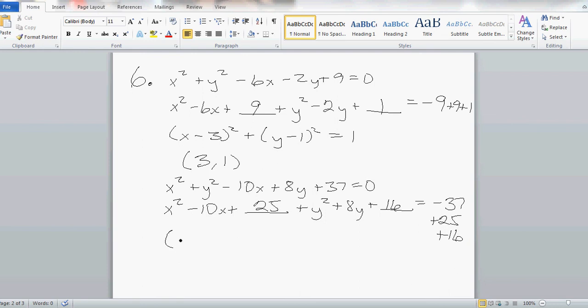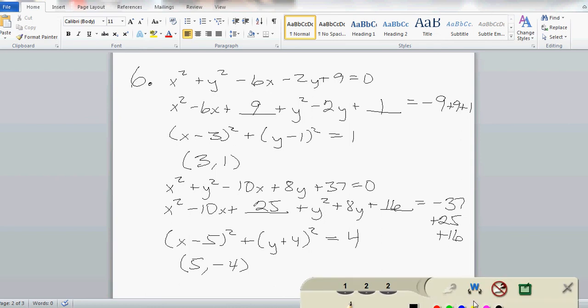And so this becomes x minus 5, the quantity squared, plus y plus 4, the quantity squared, equals, not that this really matters, but it equals 4. And the center would then be 5, negative 4. So we know this is one center, 3, 1, and the other center is 5, negative 4. And so now we need to find the line that goes through those 2 points.